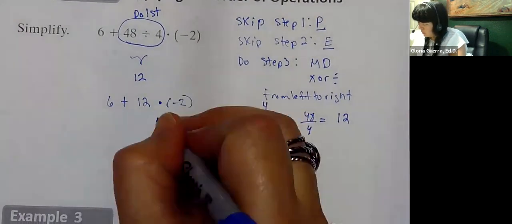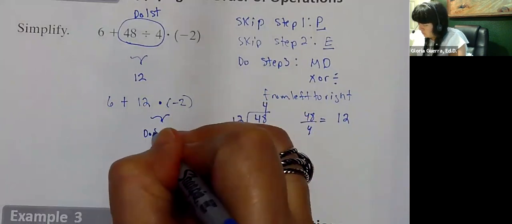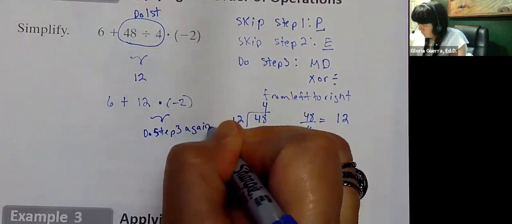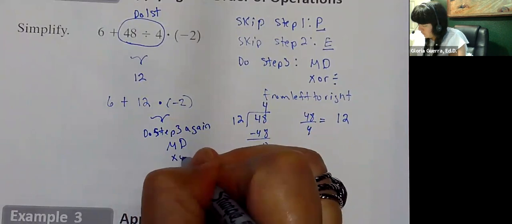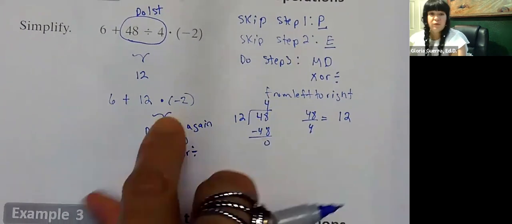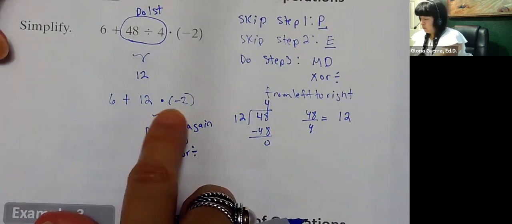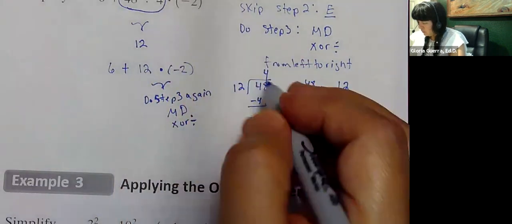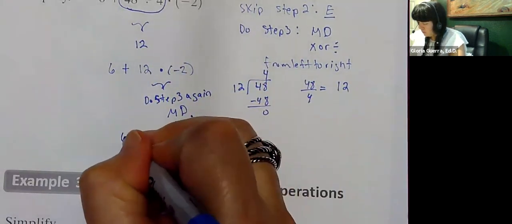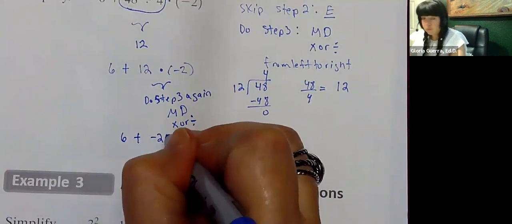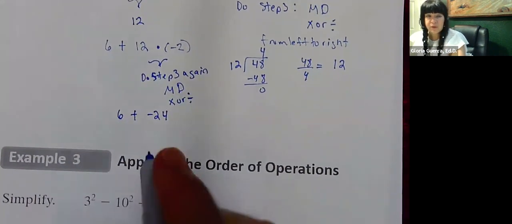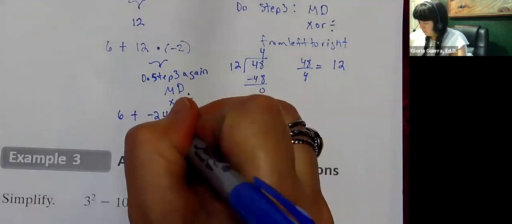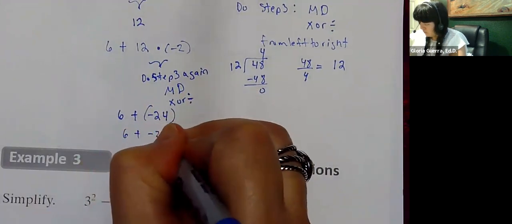So now you're going to do step 3 again, which is MD, multiply or divide. So all you're left with is just times. Okay? But that's still step 3. That's not step 1, that's not step 2, that's step 3. So 12 times negative 2 is negative 24. So that's 6 plus negative 24. And you don't have to put parentheses around that unless you want to, but it's an attention grabber. Hey, look at me, I'm a negative number. But you don't have to. This is 6 plus negative 24.